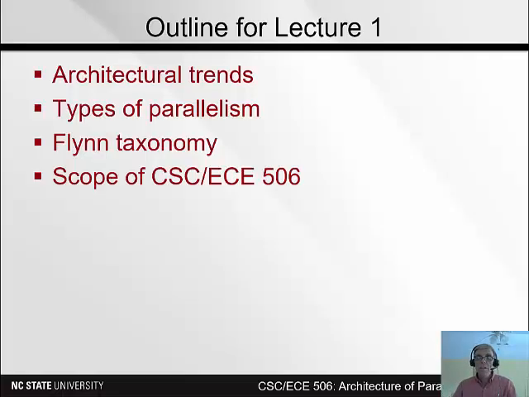In the rest of this presentation, we're going to be considering four issues. First of all, architectural trends, how we got where we are today. Second, types of parallelism that are available in multiprocessors. Third, the Flynn taxonomy, which has served for half a century to identify the different kinds of parallel architectures. And finally, the scope of topics we'll be covering in this class.